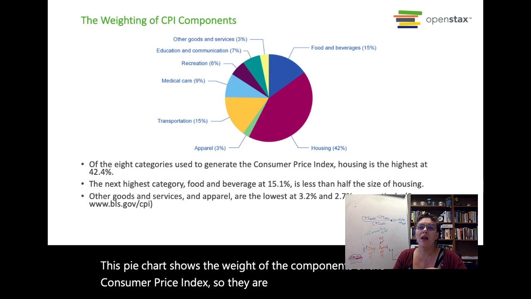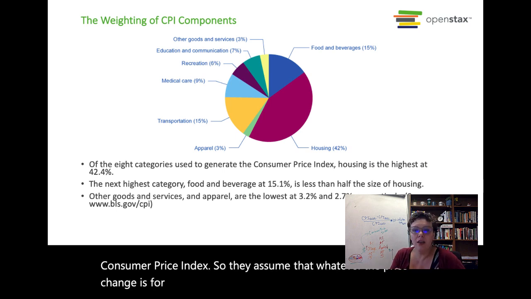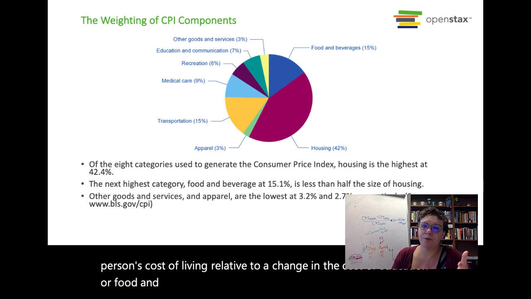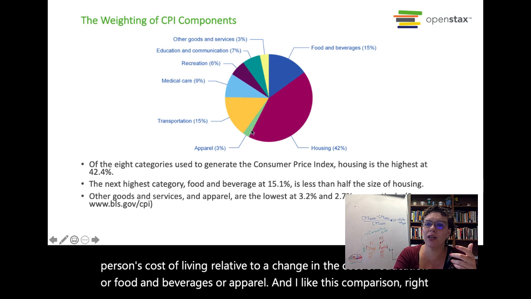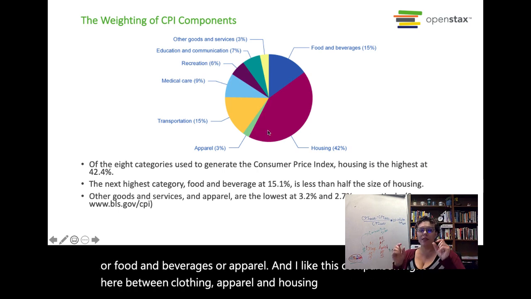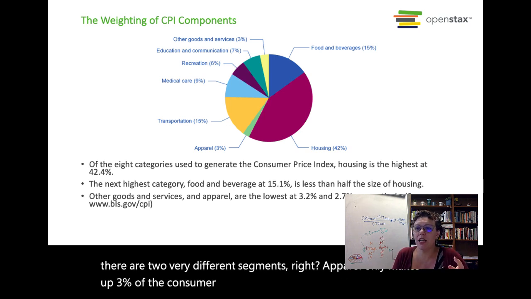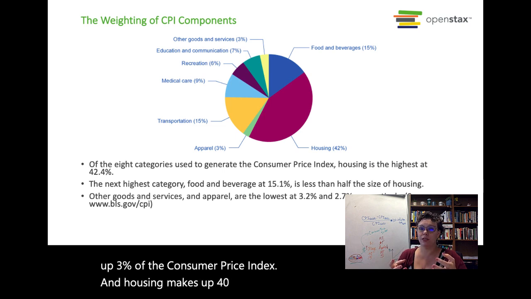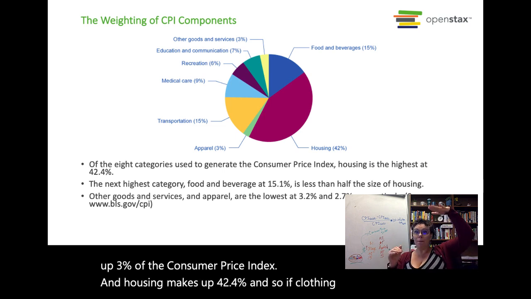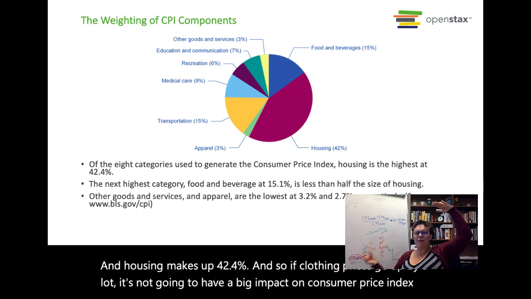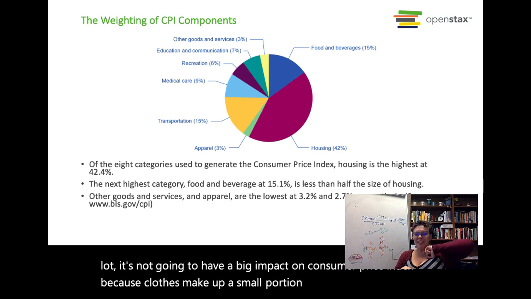So they assume that whatever the price change is for housing, that's going to have a big impact on a person's cost of living relative to a change in the cost of education or food and beverages or apparel. And I like this comparison right here between clothing, apparel, and housing because you can see they're two very different segments, right? Apparel only makes up 3% of the consumer price index, and housing makes up 42.4%. And so if clothing prices go up by a lot, it's not going to have a big impact on consumer price index because clothes make up a small portion of your basket of goods and services.